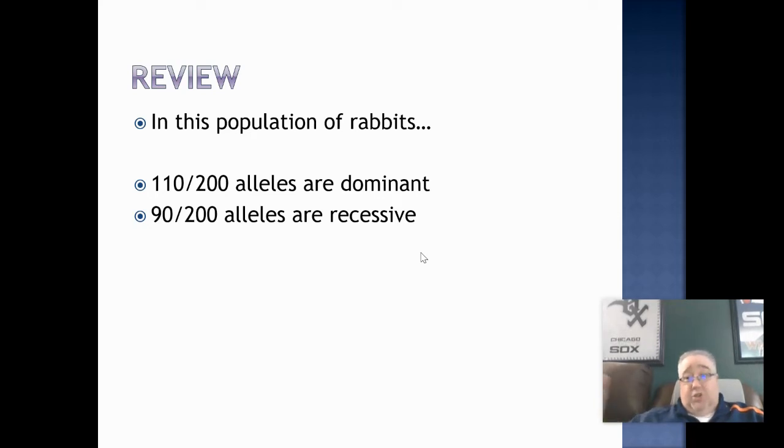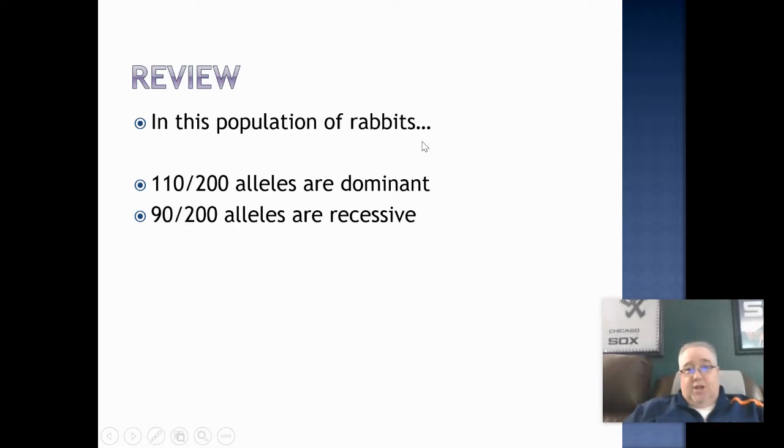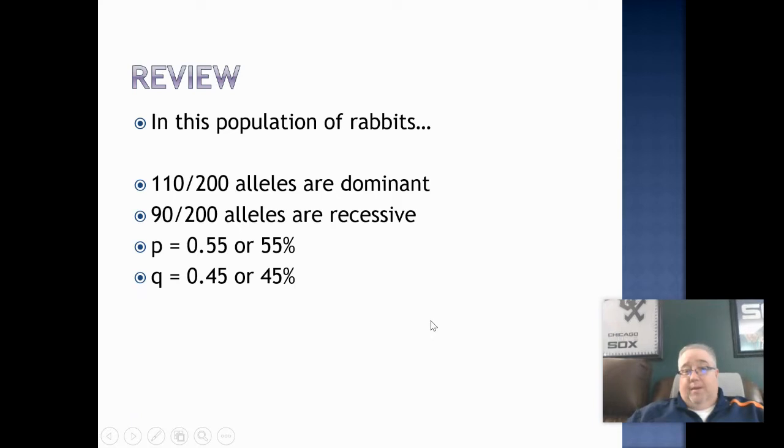We said that of those 200 rabbits that we collected, 110 of the alleles were dominant alleles, and 90 of those alleles were recessive. And if you weren't really sure on how I got those values, you may want to go back to that previous video and check that out, how we figured that out. But anyway, we determined that the frequencies of the dominant and the recessive alleles, respectively, were 0.55 and 0.45, or 55% and 45%.